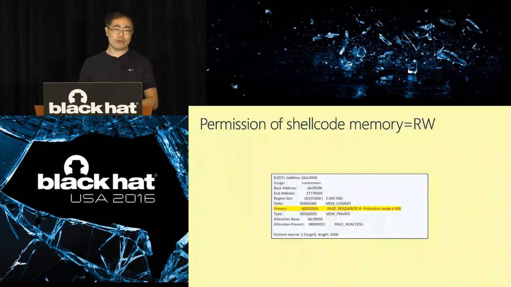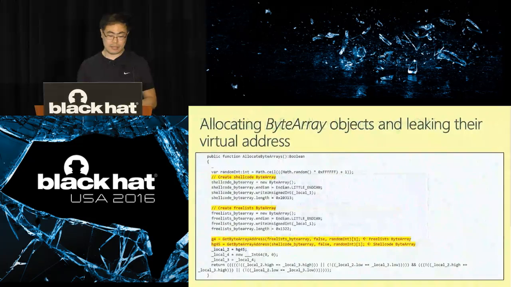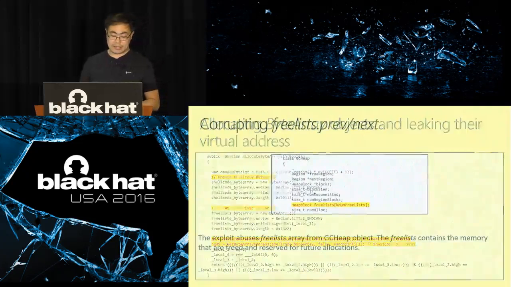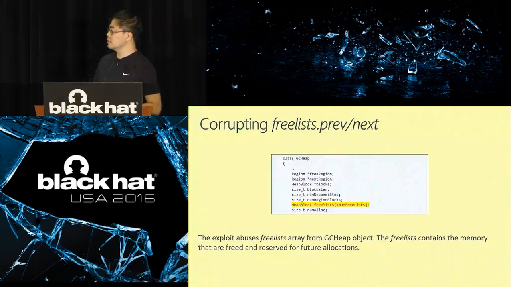Whenever you allocate buffers using the byte array class from ActionScript, the default permission is RW. So even though you put some shellcode there, and even though you redirect some control flow there, it will not execute anything because there is no executable bit set. But in this case, it uses a very interesting technique, and that is the free list override. If you look into class GC heap, it has a free list array.